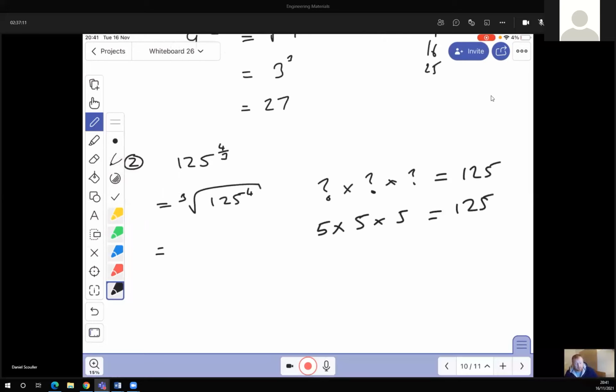So the cube root of 125, always do the root first, gives us 5 to the power of 4. Remember, we've not touched this power yet. If you did that power first, you'd be doing 125 times 125 times 125 times 125. If you're doing that in a non-calculator in your head, I'd be very impressed. 5 to the power of 4 is a much easier sum.